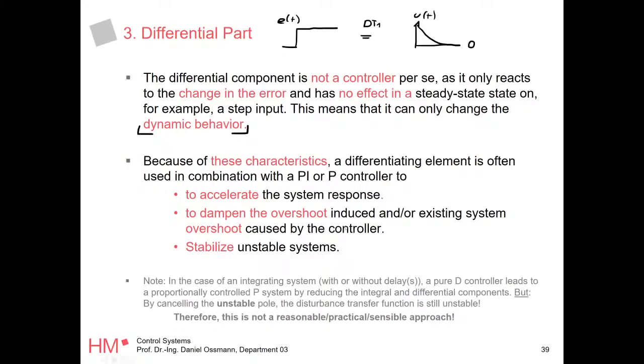This just says that you don't actually use an ID controller, right? Because why doesn't it make sense to use a pure ID controller? Because the I cancels the D, right? You would have s over s. It's again a P controller. Does not really make sense.